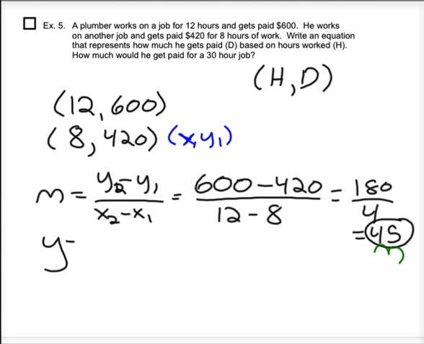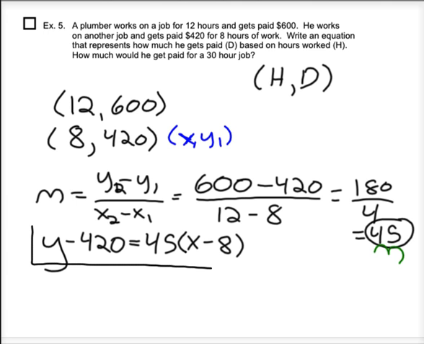Y minus y1, or the y value from the point, 420, equals the slope, which is 45, times x minus the x value from the point that we chose. So there's an equation. That's how we can represent this situation. So given the x, or in this case, I really should have used h, it's giving us y, his pay, which I should have used d for. I apologize for changing the variables.